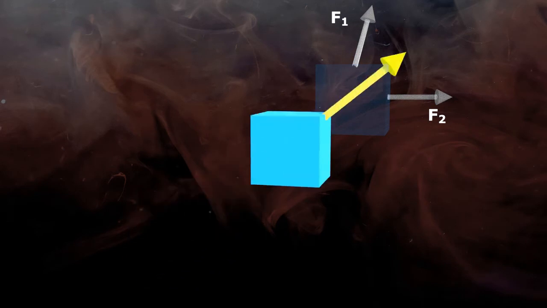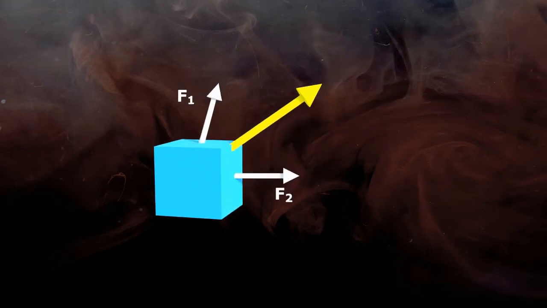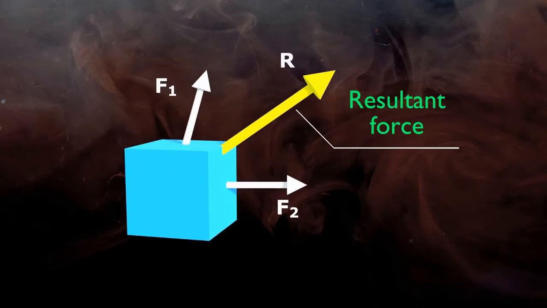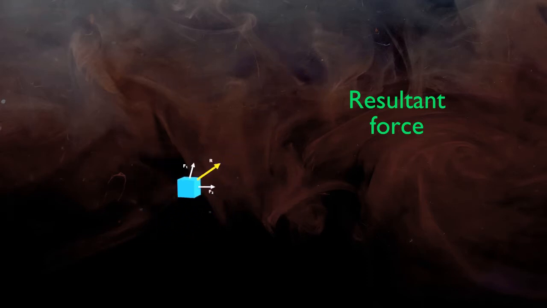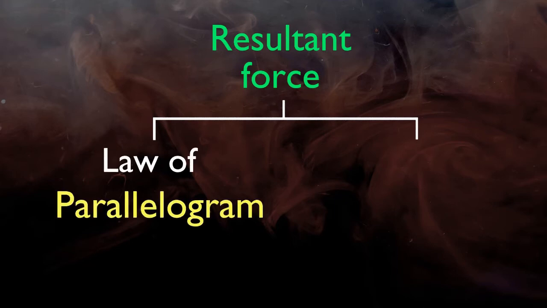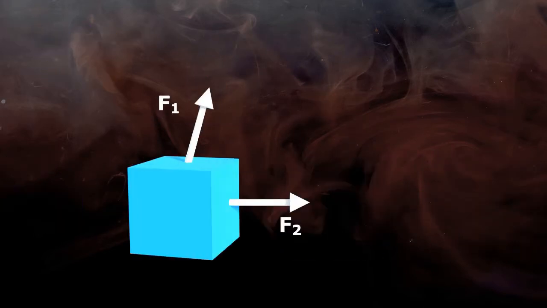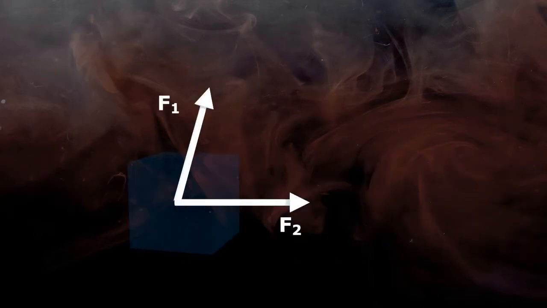If two forces are acting on a body, they may be replaced by a single force which can produce the same effect on the body as that of all other forces. This single force is called resultant force. We can find out the resultant by two methods, law of parallelogram and law of triangle. Let's consider that all forces are acting through the center of gravity of the object.